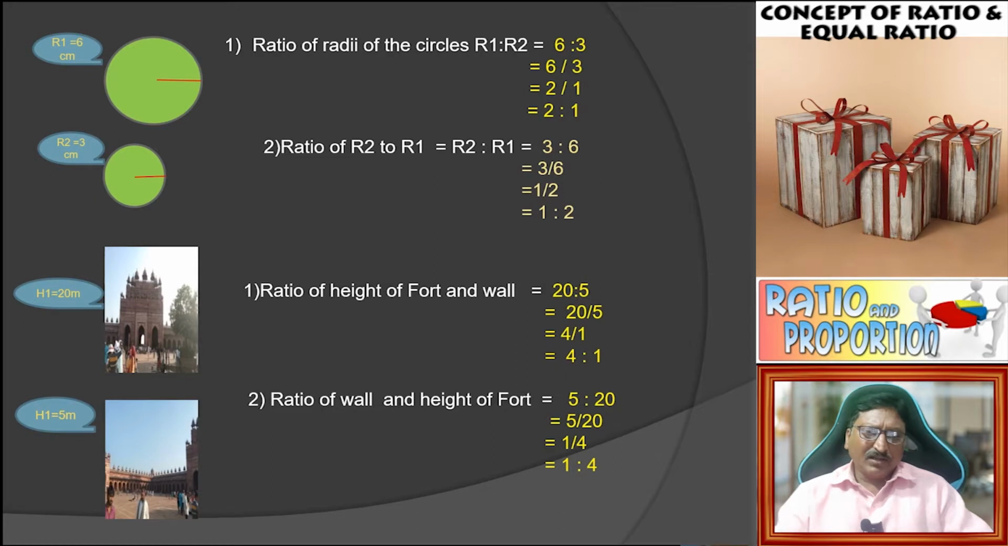And then last ratio, there is again height of a wall to the height of a fort. It can be written as 5 is to 20. Again 5 upon 20. Reduce it by dividing by 5. You will get a reduced value 1 upon 4, and the reduced ratio will be 1 is to 4. This is the simplest way to find the ratios between the two objects. That means we can compare the two objects, how long or how much smaller the objects are.